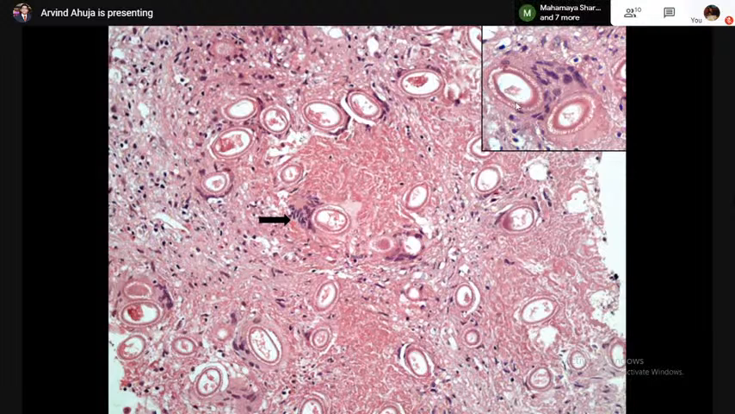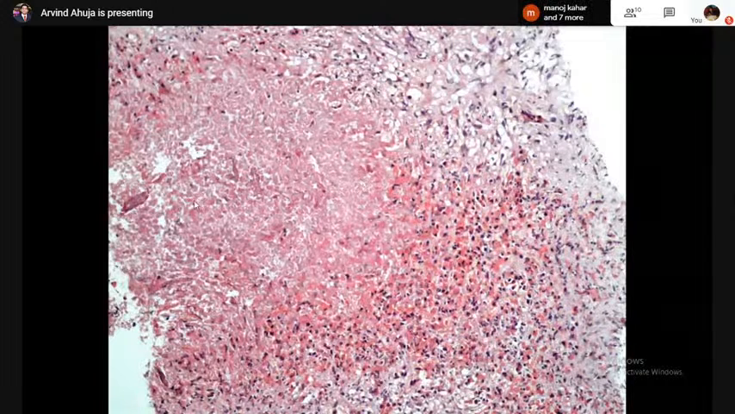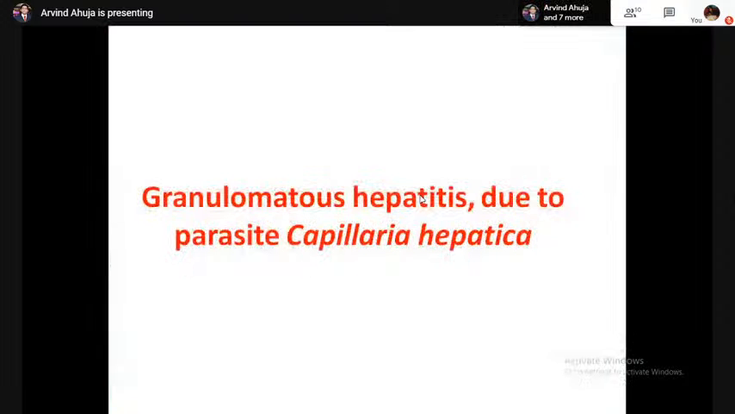This is a high view to better appreciate that these have a double layer with some septations in the wall and surrounding giant cell reaction. There were these granulomas with central necrosis, and we can see there were many eosinophils surrounding these granulomas, so it was eliciting a granulomatous response. So this was a case of granulomatous hepatitis due to Capillaria hepatica.